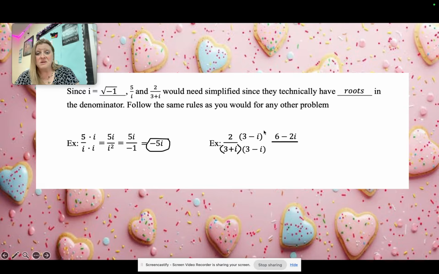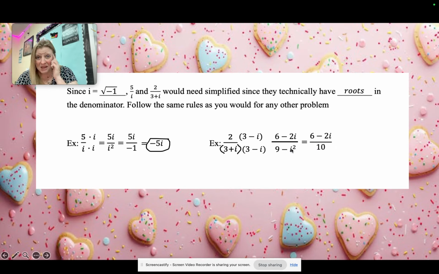So 2 times 3 is 6, 2 times i is 2i. Now on the bottom, I technically have to FOIL, but we did learn a shortcut because the insides would cancel out. So we only end up multiplying the first terms and the last terms. So 3 times 3 is 9, i times i is i squared, and it would be negative. But again, we need to change i squared into -1.